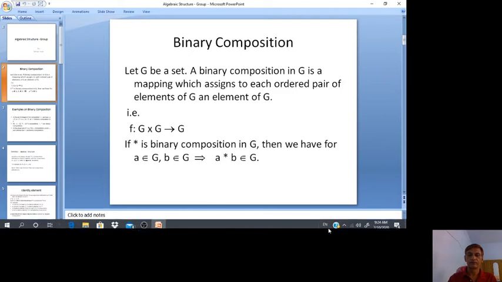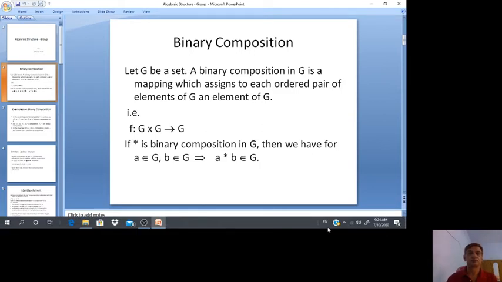Binary composition. What is a binary composition? Binary composition is a mapping which assigns an ordered pair of elements of G to an element of G. That means it is a function from G cross G to G. For example, if G is any set and A and B are any two elements of G, then A star B is also an element of G. We say that star composition is a binary composition in G.